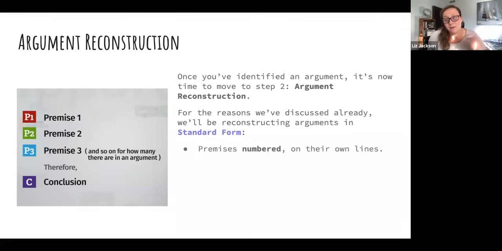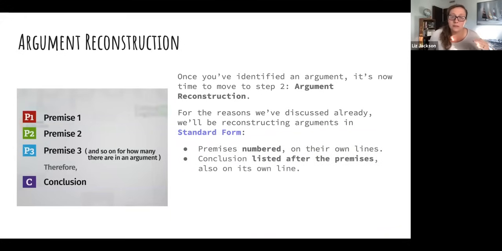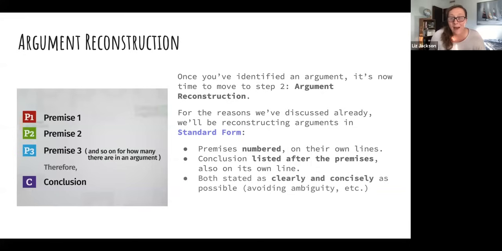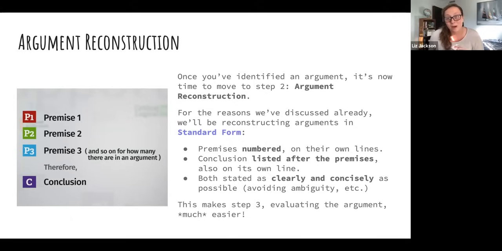The premises are numbered, written on their own lines, and then the conclusion is listed after the premises, also written on its own line, and both the premises and the conclusion are stated as clearly and concisely as possible. So you want to avoid wordiness, you want to avoid ambiguity, you want to make it as clear as you can what the author is saying. And once you do this, it's going to make step 3, evaluating the argument, much easier.